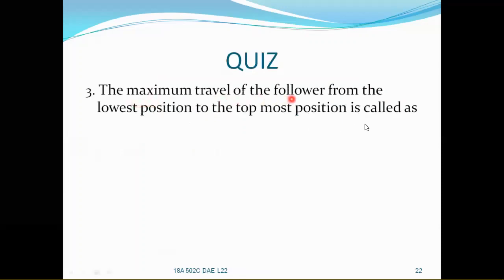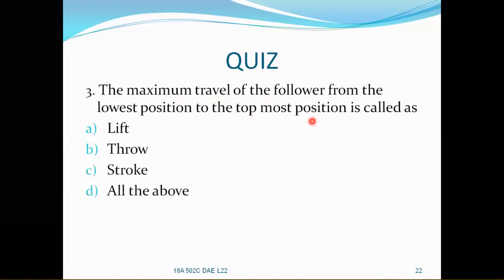The maximum travel of the follower from the lowest position to the topmost position is called lift, throw, stroke, all the above. Which is the right answer? The maximum travel of the follower from lowest position to the highest position, this distance is called also lift, also throw, also stroke. So all the above should be the right answer.